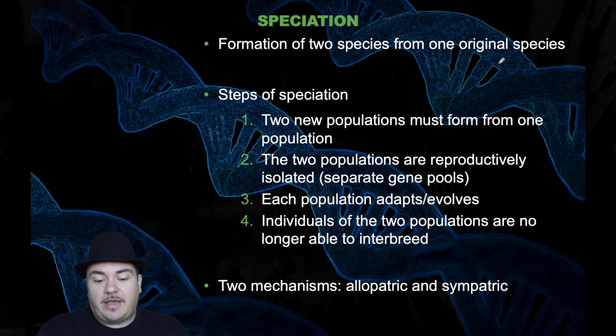In order for speciation to happen, there are some steps that need to occur. First, two new populations must form from one population. The two populations are reproductively isolated, so basically they stop mating with each other, and they start to form two separate gene pools. Each population will then adapt or evolve differently from the other population. Because of that, individuals of the two populations are no longer able to interbreed with each other. Speciation can happen in two different ways, called allopatric speciation or sympatric speciation.